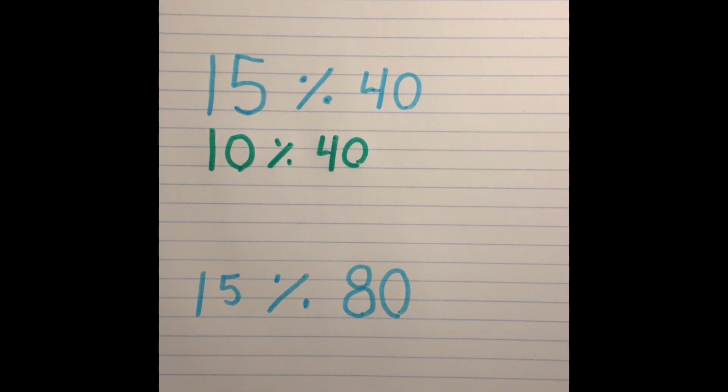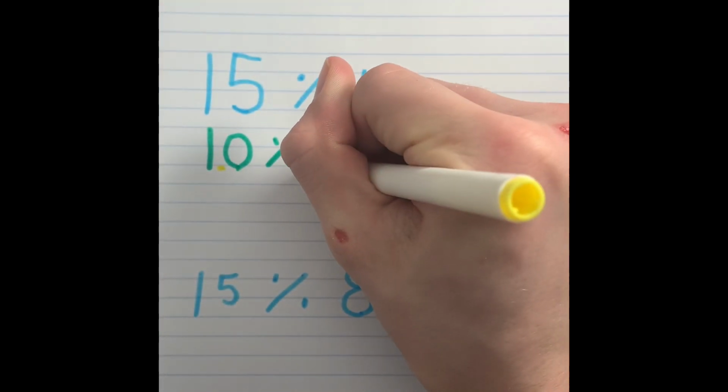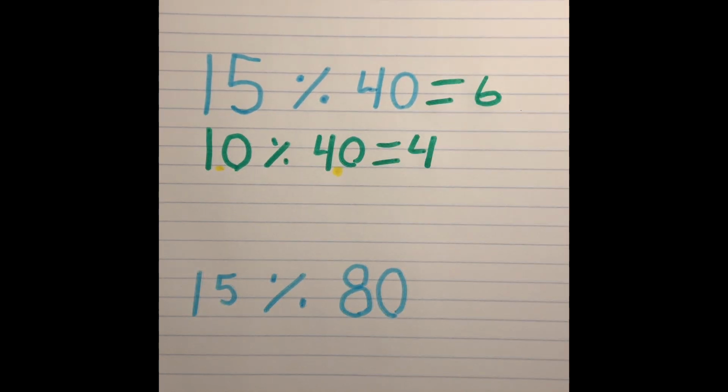Okay, so 10% of 40, well, that's a pretty easy one. You just move the decimal place over on both of them, and you've got 1 times 4. There you go, 4. So to calculate now 15% of 40, we must times the 1 on the left side of the 15, in the tens place, by the 4. So now we've got 4, and then we're going to divide 4 by 2. That equals 2. And we're going to add it to the other. So 2 plus 4 equals 6.